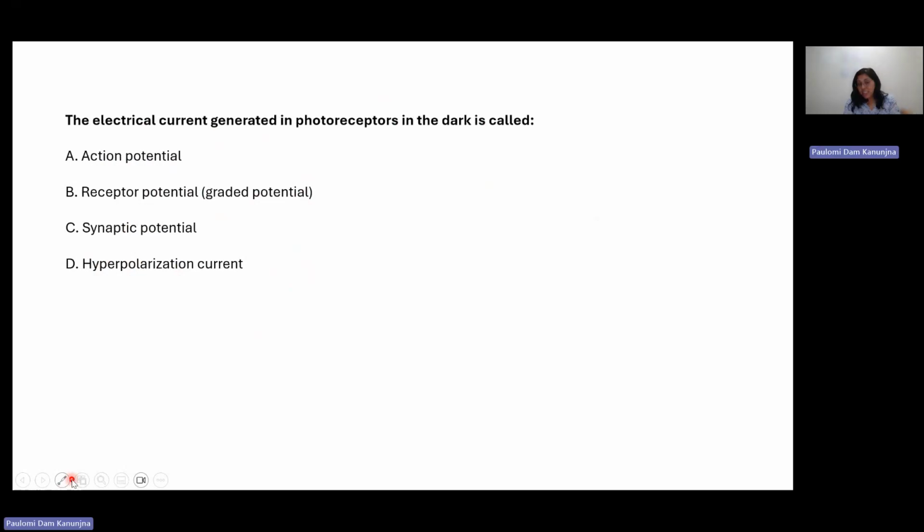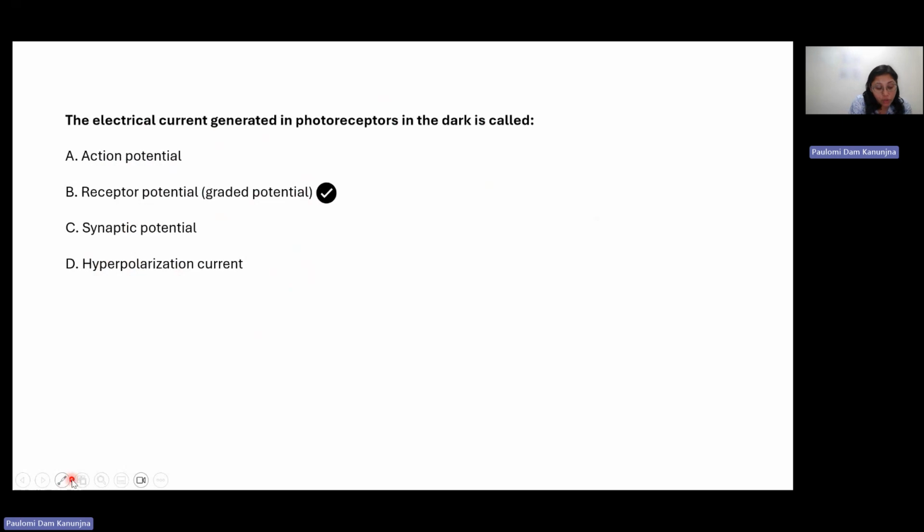So why is this important? Because we know that the electrophysiology of the eye and the visual system is different from all the systems that we have been reading so far. We know that action potential is the current which is generated when the cell depolarizes. But the answer to this question is receptor potential. So in the dark, even though the cells are depolarized, this is not a classic action potential, right? This is rather a receptor potential, or a graded potential, right?